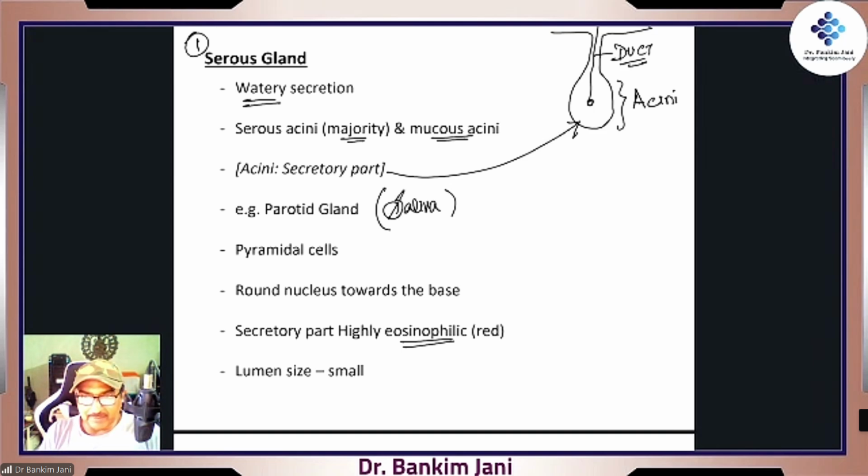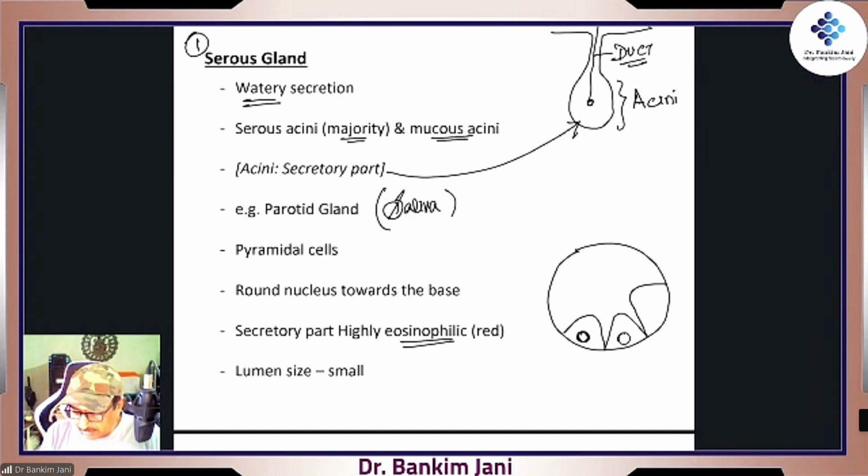I'll show you the real images, but let's say we don't have the image, we want to draw. So let's draw it like this. We said pyramidal cells. So obviously we'll be drawing the pyramidal cells something like this, right? We will draw it like this. Round nucleus, right, towards the base. Obviously, we have to complete the cell.